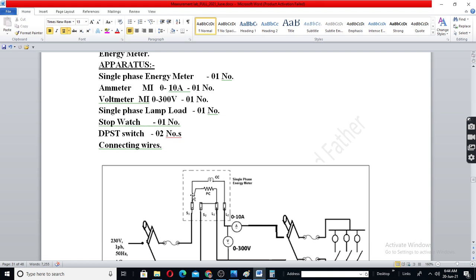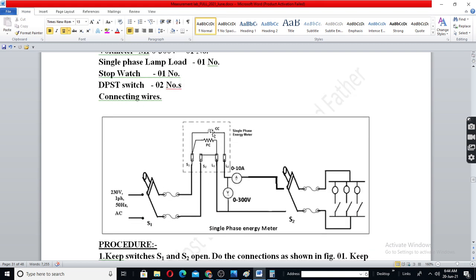So the energy meter will have two coils like a wattmeter: a current coil and a potential coil. The current coil will be connected in series with the load. You can see here, load. The potential coil is connected across the load or supply, because load voltage and supply voltage will be the same. See, the potential coil is connected across the supply.